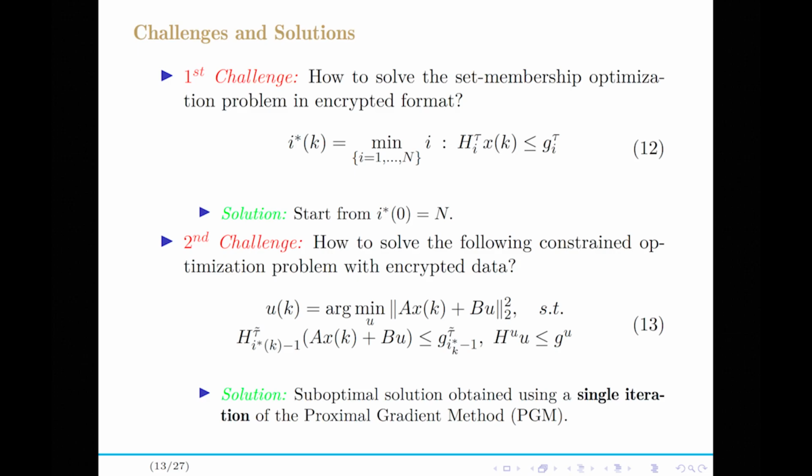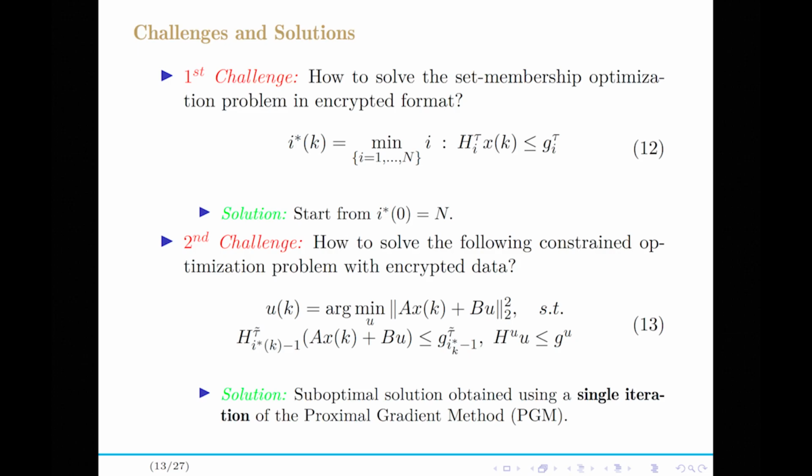Our solution to this challenge is to start from the largest member of the family of robust one-step controllable sets. Because these sets are nested, for sure the initial state of the system belongs to the largest one. So this is the first challenge. The second challenge is how to solve the constraint optimization problem in encrypted format.